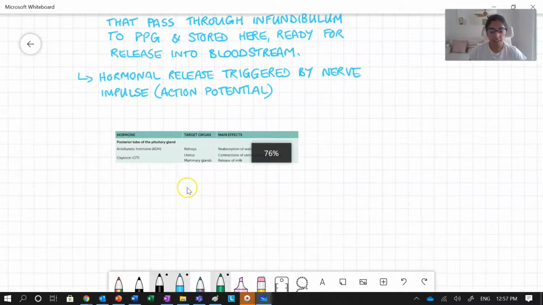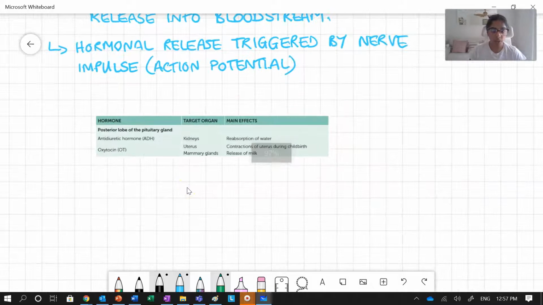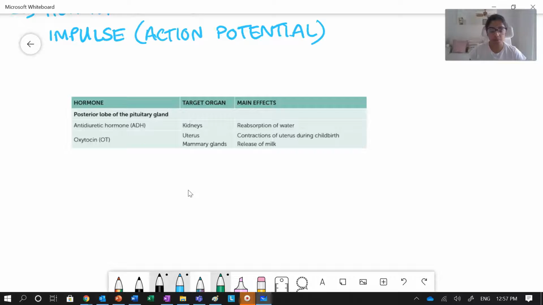Now, thankfully, there are only two hormones that you need to know about, and you will have met them before. Antidiuretic hormone, also known as vasopressin, targets the kidneys and is involved in the reabsorption of water and maintaining osmoregulation. Oxytocin is involved with contraction of the uterus during childbirth and labor, and also the ejection of milk from mammary glands.